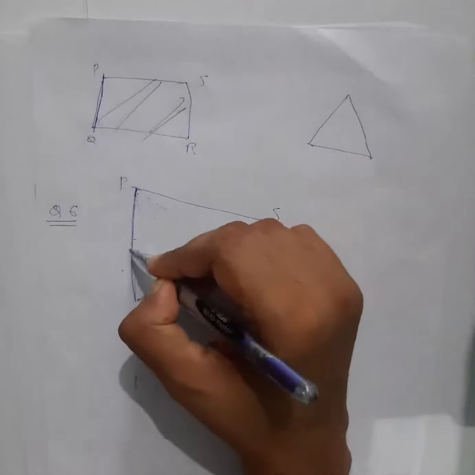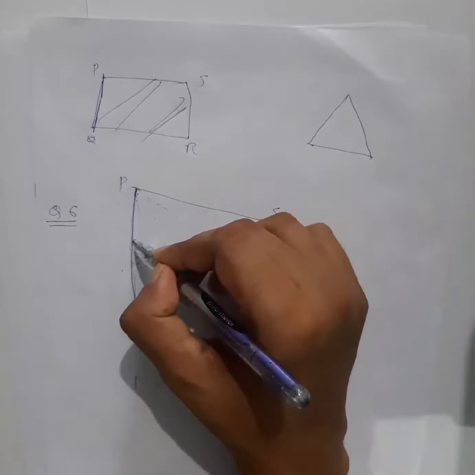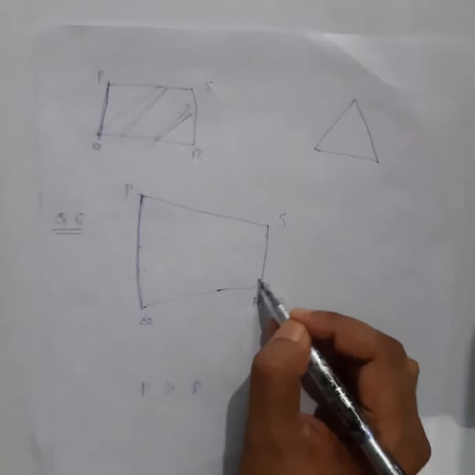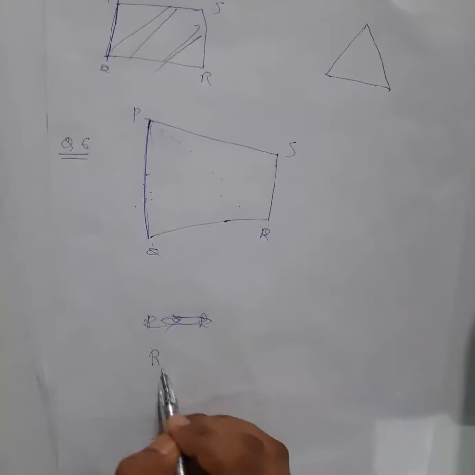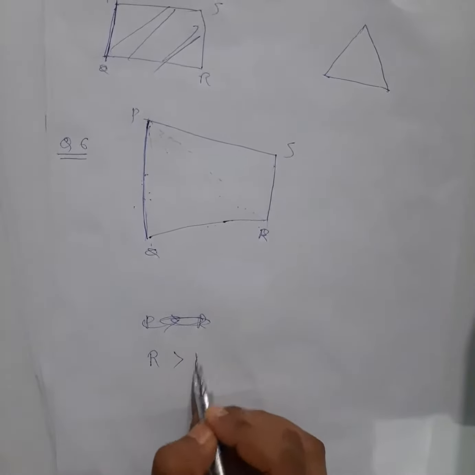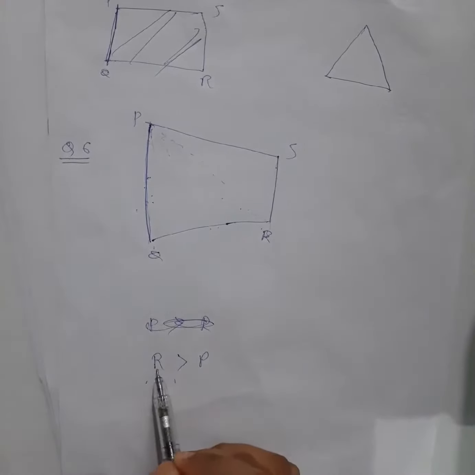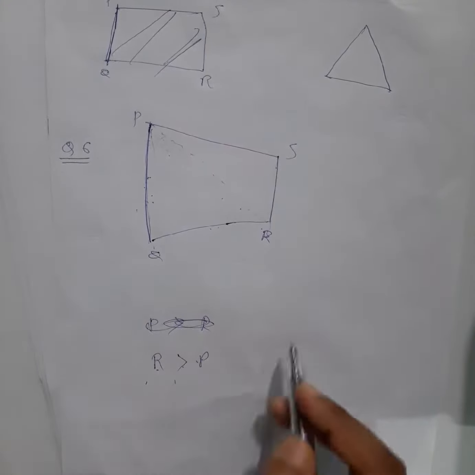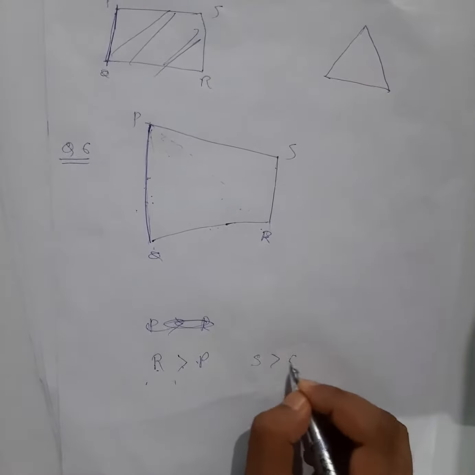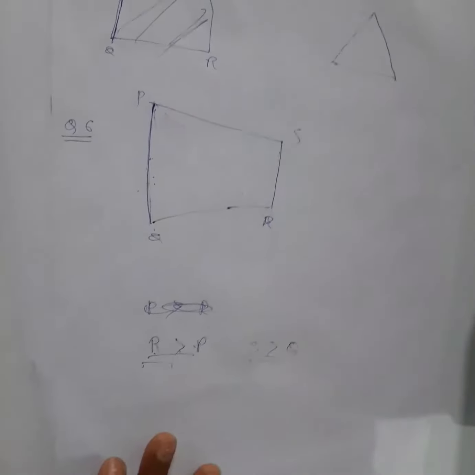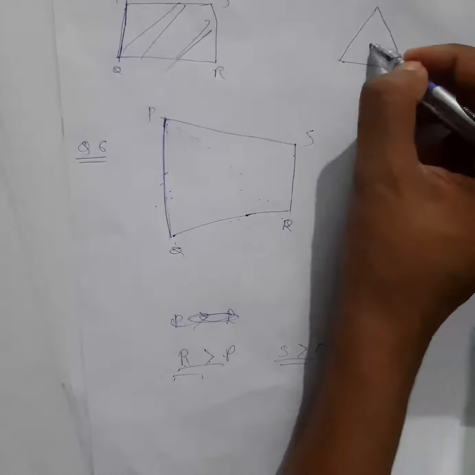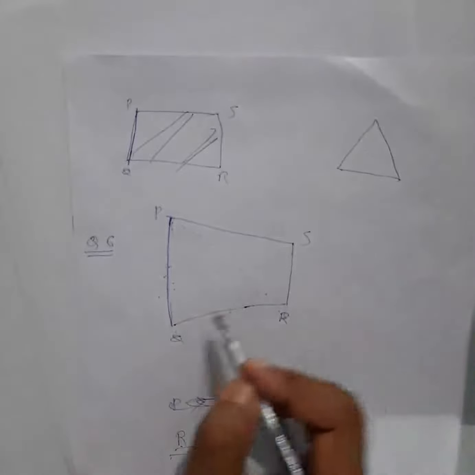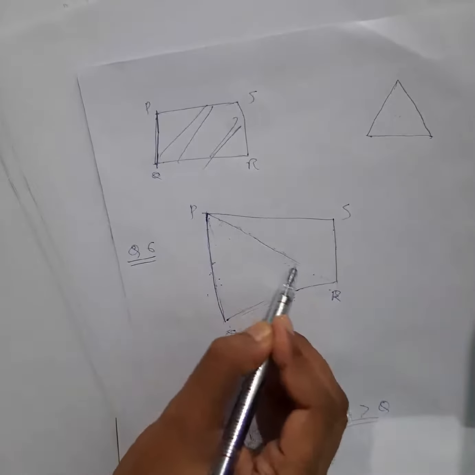Some students directly wrote, since this is the longest side, the opposite to this will be the greatest angle, which is not correct. You have to show R is greater than P, right? In the question it was asked, you have to show R is greater than P, and then S is greater than Q, something like that. So the concept to use here is that the angle opposite the longest side will always be greater. It was a property of a triangle, not a quadrilateral. So to use that property you have to construct a diagonal here.